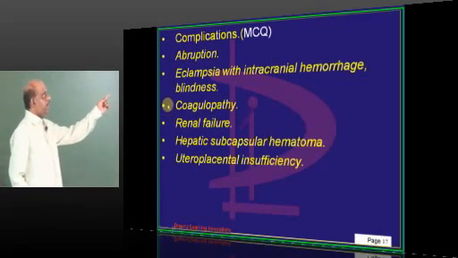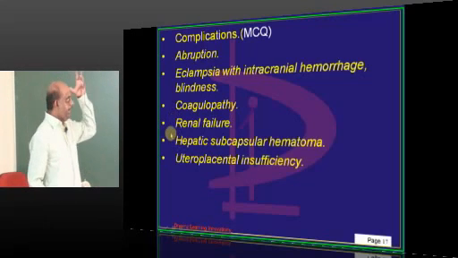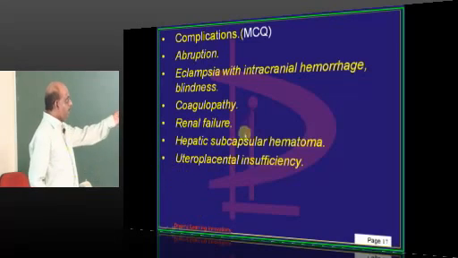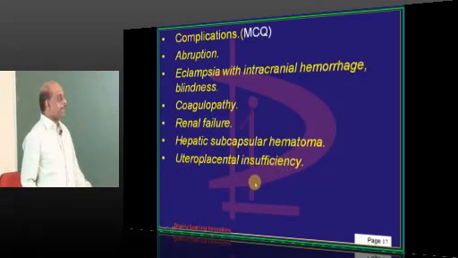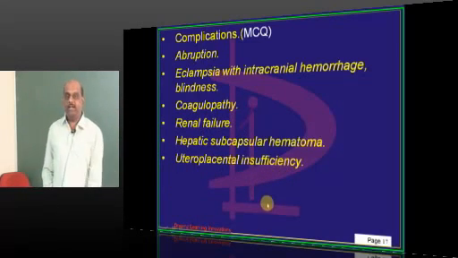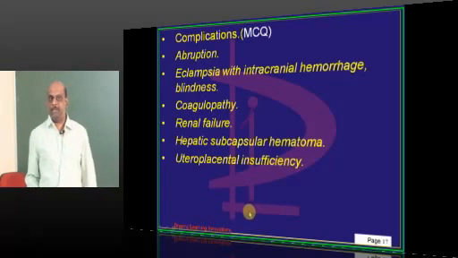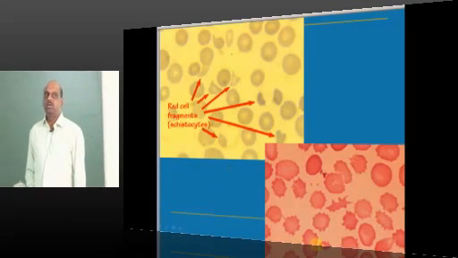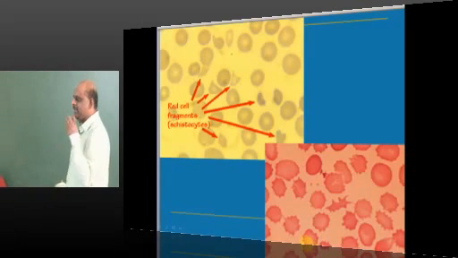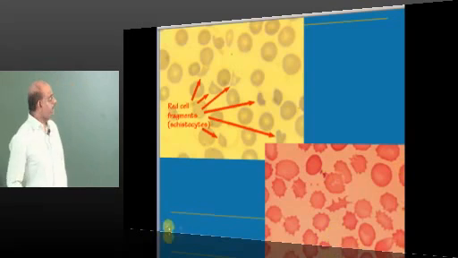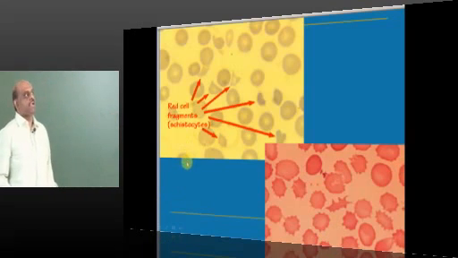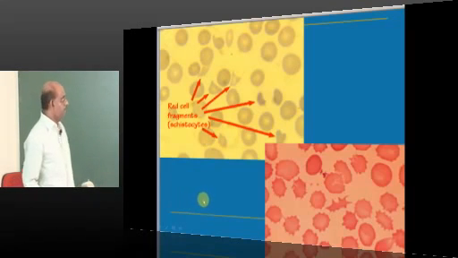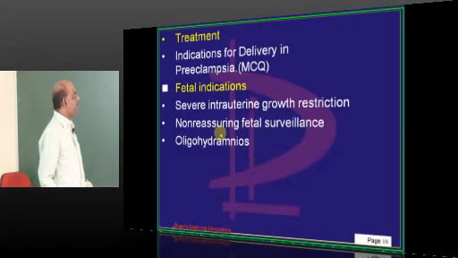Abruptio, it can lead to eclampsia, intracranial hemorrhage, blindness can develop, and renal failure, coagulopathy, hepatic subcapsular hematoma, uteroplacental insufficiency, they are all the problems a preeclamptic pregnancy typically will have. So microangiopathic hemolysis leading to the development of schistocytes, red cell fragments, is one of the hallmarks which you may see if there is a microangiopathic hemolysis.